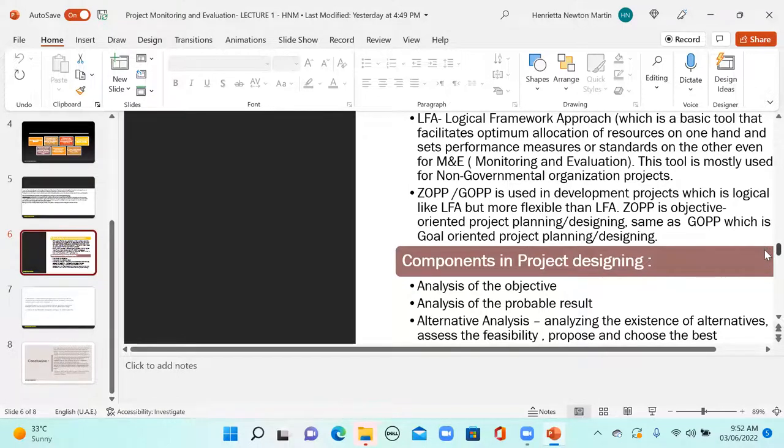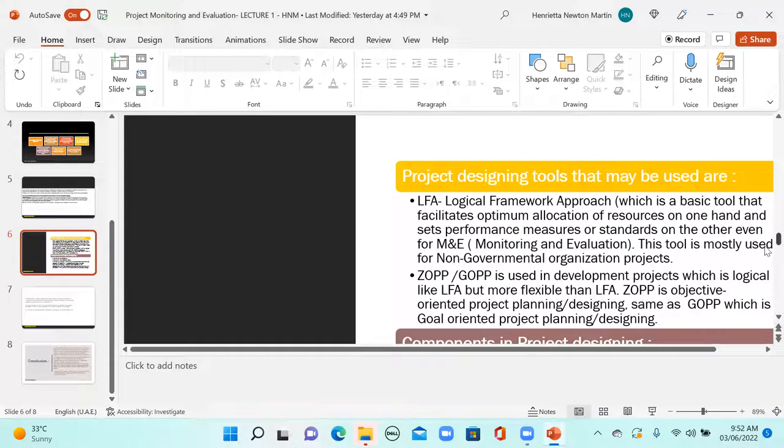Next, probably you already know this, but I'm just trying to touch upon this aspect in a very light form. Project designing tools that may be used are LFA, the logical framework approach, which is a basic tool that facilitates optimum allocation of resources on one hand and sets performance measures or standards on the other, even for monitoring and evaluation. This tool is mostly used for NGO projects. Next is ZOPP or GOPP, an abbreviated form for goal-oriented project planning and designing. This tool would be used for preparing a project charter, where it would be basically goal-oriented project planning and designing.